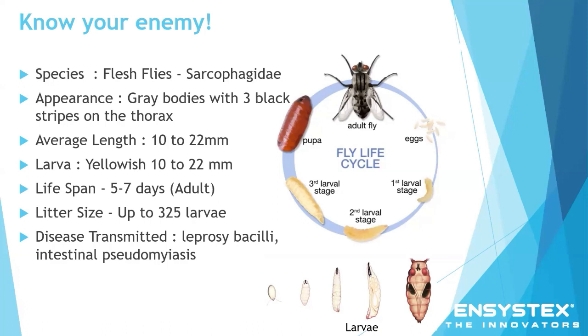Then the female can start laying eggs again. From hatching to laying eggs, 20 days. Another important fact is the lifespan of an adult fly, about a week. It's not a long time. In that week, the main purpose of the adult fly is to lay eggs and propagate.